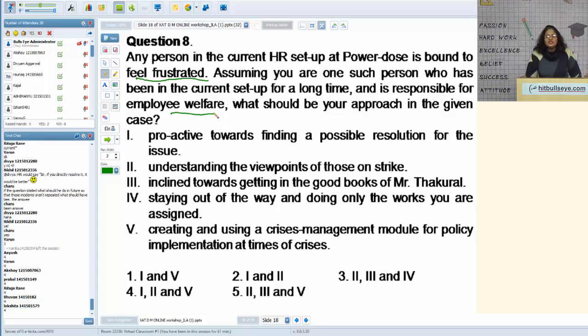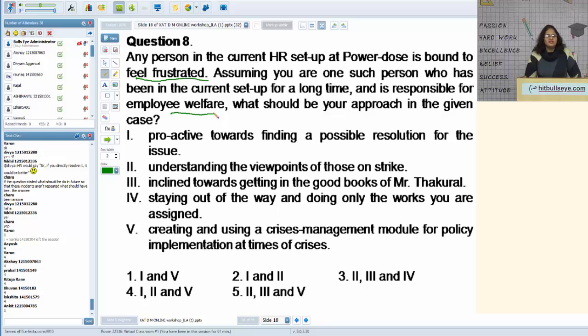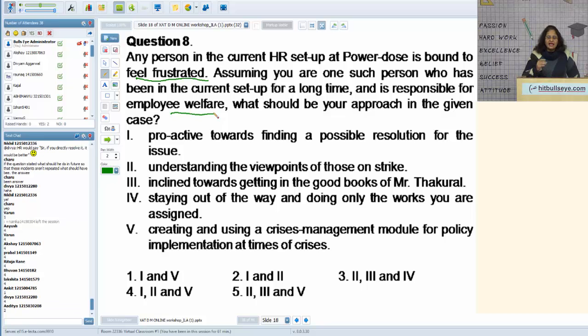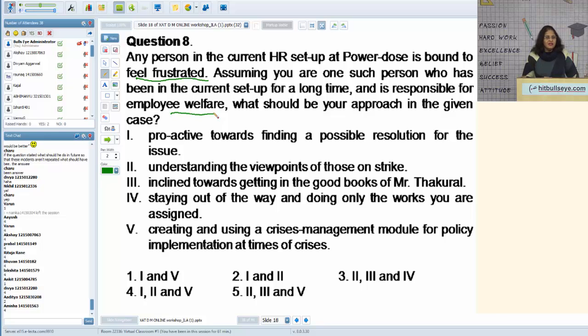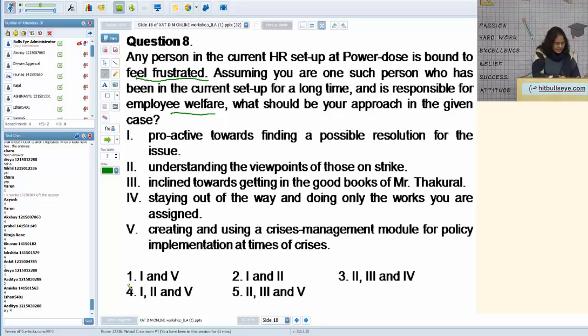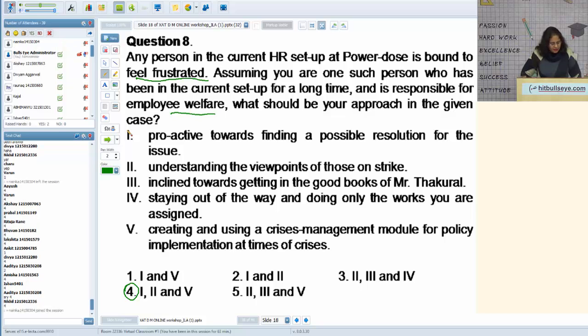Let's just see. In a question like this where you have to choose more than one option, guys, it is important that we take into account every option which can have a positive impact. We leave out only the ones which will have no impact or have a negative impact. So yes, it is the fourth one, first, second and fifth. And Aditya and Ankit, you feel it's only the first and fifth or first and second is needed. Yes, first, we all agree that they have to be proactive towards finding a possible resolution for the issue. And fifth is creating and using a crisis management module for policy implementation at times of crisis.